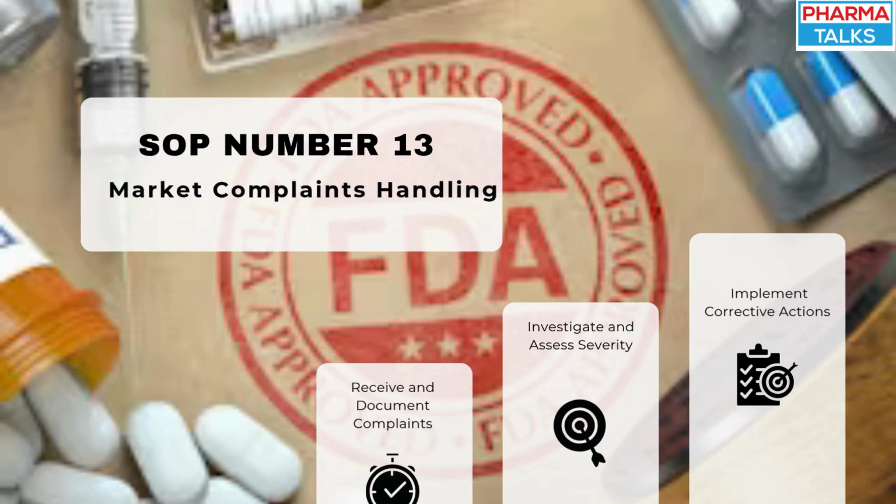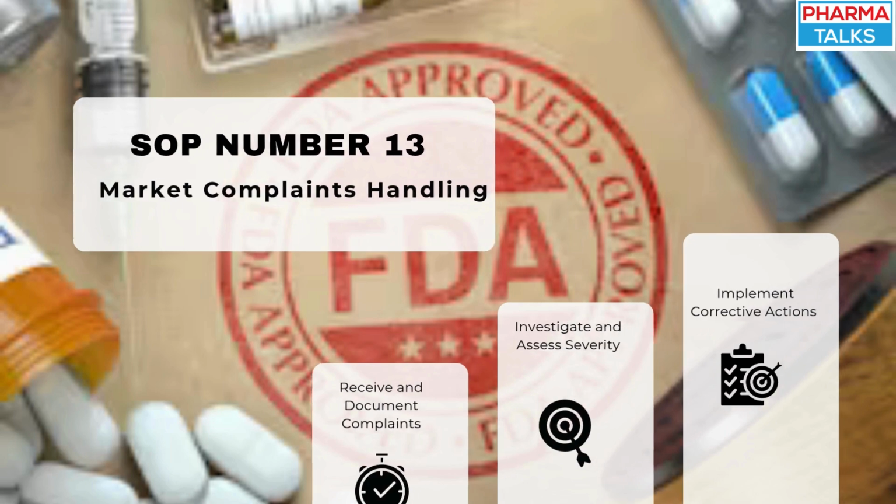It includes a process for assessing the severity of complaints, determining the root cause, implementing corrective actions, and communicating the resolution to the complainant. This system ensures that customer feedback is taken seriously, potential product issues are addressed quickly, and the company maintains a commitment to quality and customer satisfaction.